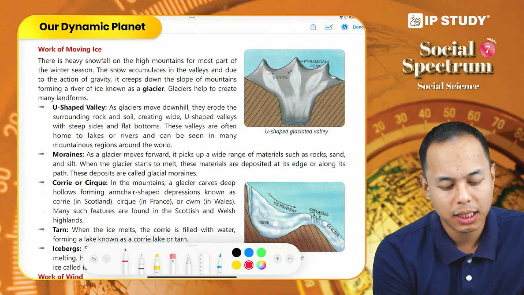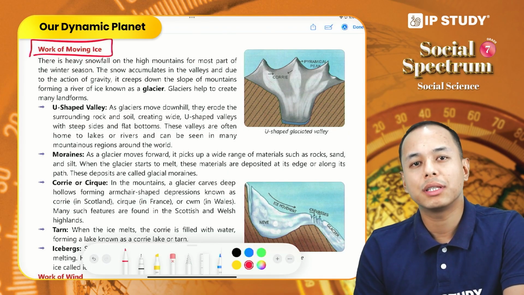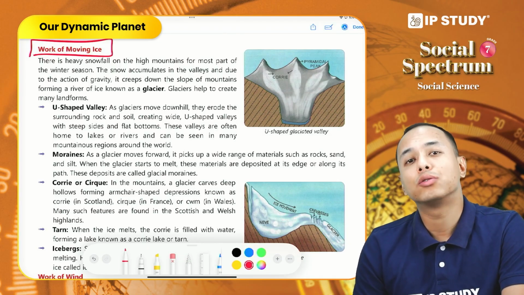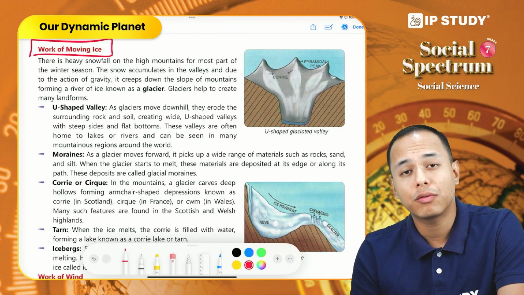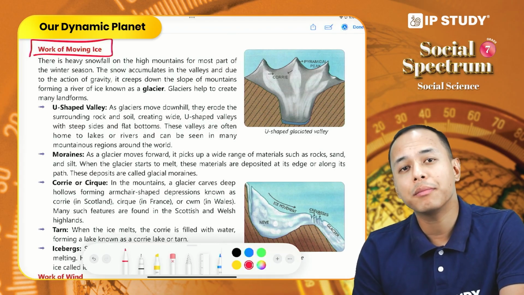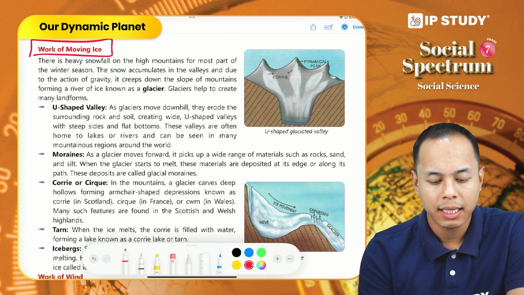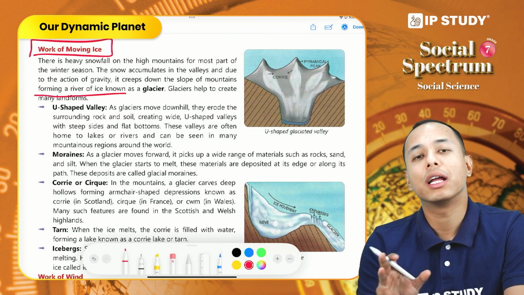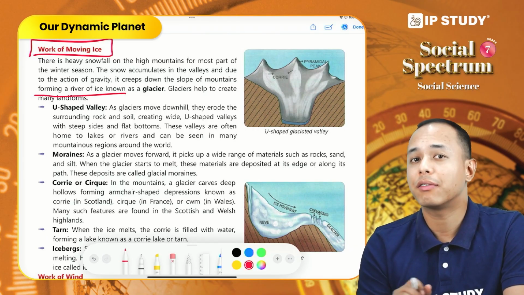Now let us see work of moving ice. In winter times, there is heavy snowfall in the mountainous region, and snowfall accumulates on the valley side, and this snowfall in the course of time slowly moves down due to the action of gravity, and this is known as glacier or river of ice. Okay, and glacier creates different types of landforms.